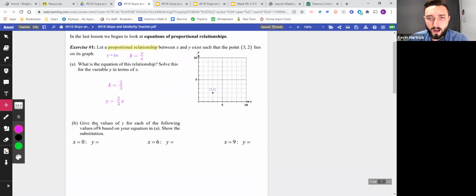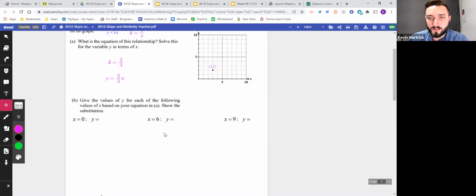So in B, they want you guys to give the values for y for each of the following values of x based on your equation from A and show the substitution. Okay. I'm going to do this middle one together, and then you guys are going to do these ones on your own. This one you should already sort of know, okay? And hint, hint, hint, we talked about this last class. What do we have to have for a y value if our x value is 0? That's what you got to think about. All right, I'm going to do this one together with you guys.